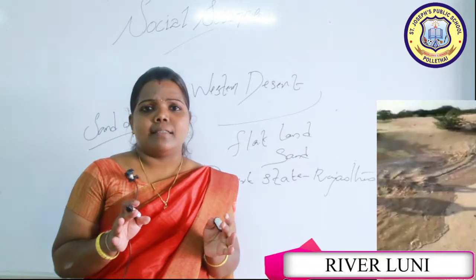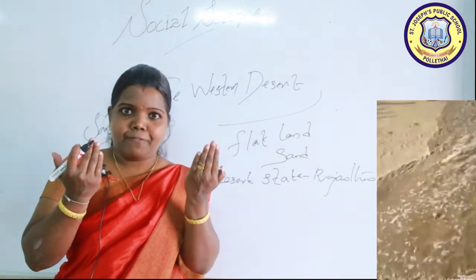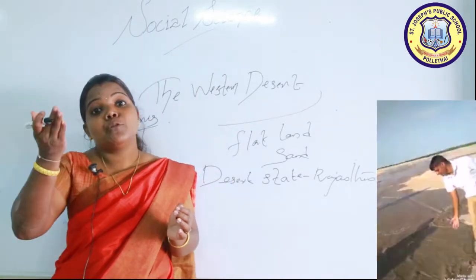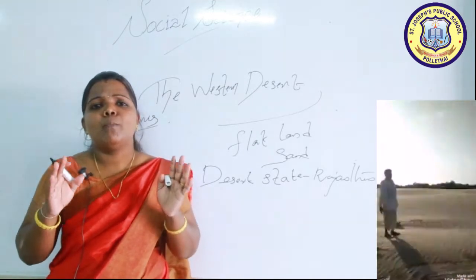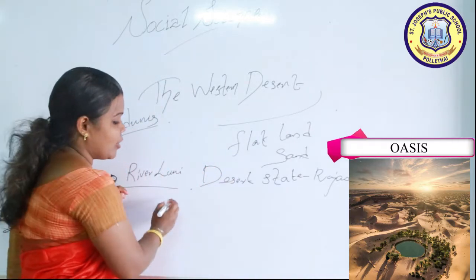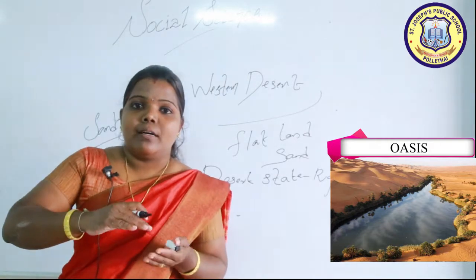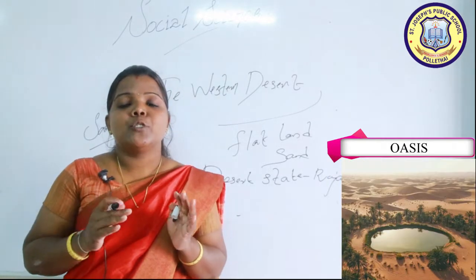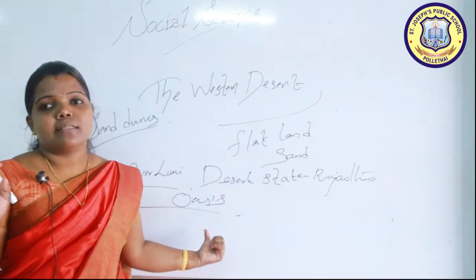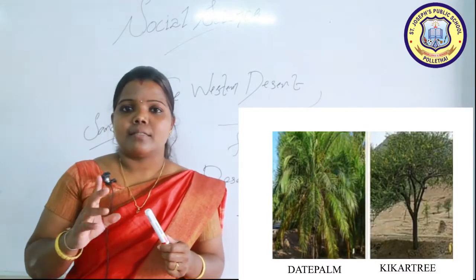Then in some places, the underground water comes to the surface and forms small pools. Those small pools are known as oasis. Trees like date palm and kikar grow around this oasis.